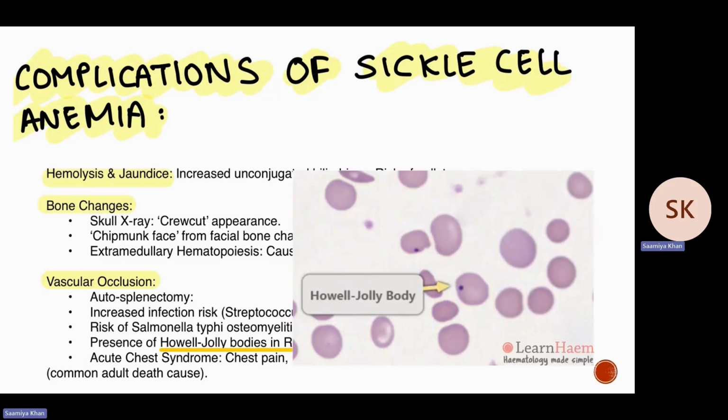One more thing is that we would see Howell-Jolly bodies, and these bodies are small, round nuclear remnants. We know that RBCs have no nucleus, but we see nuclear remnants in the red blood cell, and normally these nuclear remnants are removed by the spleen. But now we know that the spleen isn't functioning properly, and that's why we're going to see these bodies, Howell-Jolly bodies, on the microscope.